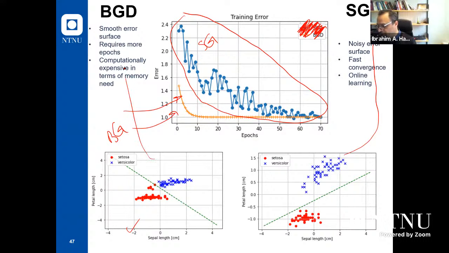So in batch gradient, we have a smooth error surface. It requires more epochs, and it is computationally expensive in terms of memory need. So it's connected to the memory, and of course the memory is connected to the data set. What does the data set look like?